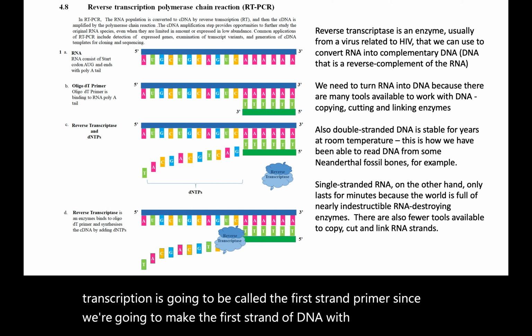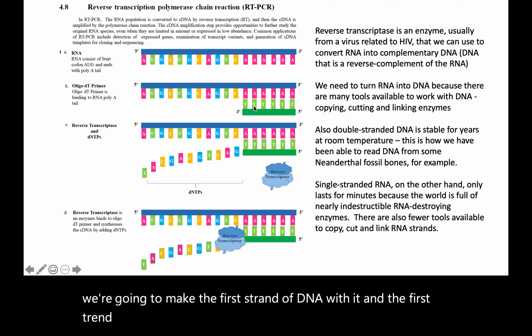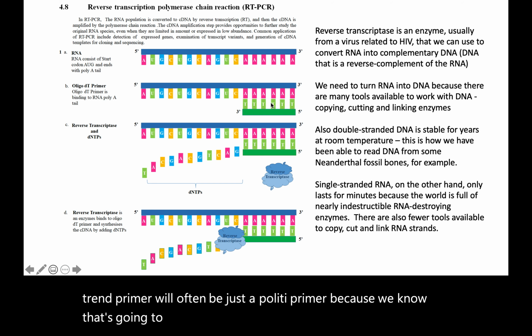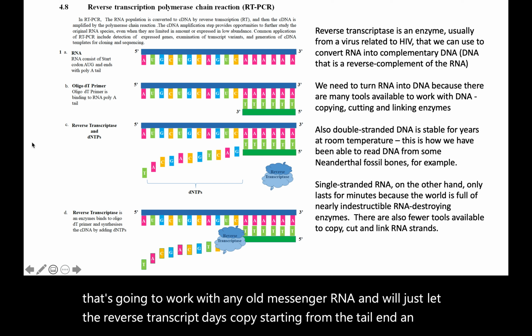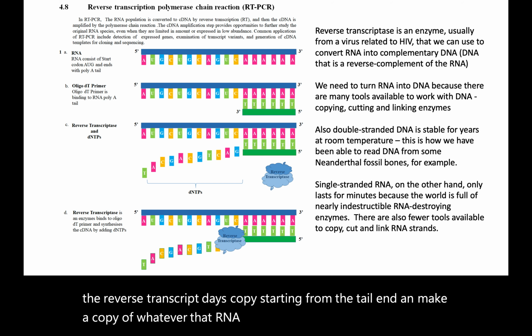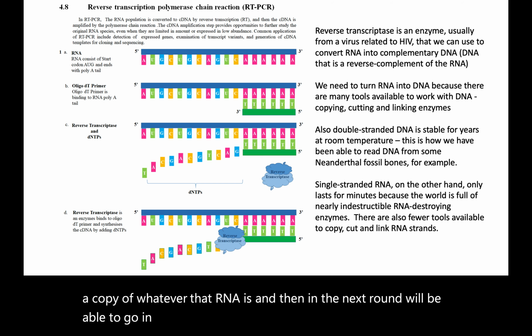And the first strand primer will often be just a poly T primer, because we know that's going to work with any old messenger RNA. And we'll just let the reverse transcriptase copy, starting from the tail end, and make a copy of whatever that RNA is. And then in the next round, we'll be able to go in with our specific forward and reverse primers and actually amplify this up.